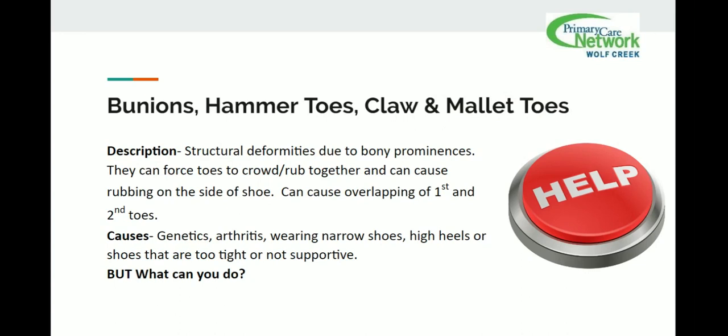Bunions, hammer toes, claw, and mallet toes. Have you heard those names before? Maybe you have those. A description of some of those: they are structural deformities due to bony prominences. They can force toes to crowd and rub together and cause rubbing on the side of the shoe as well. And they can cause overlapping of the first and second toes.